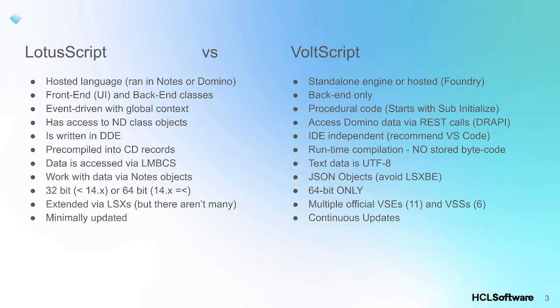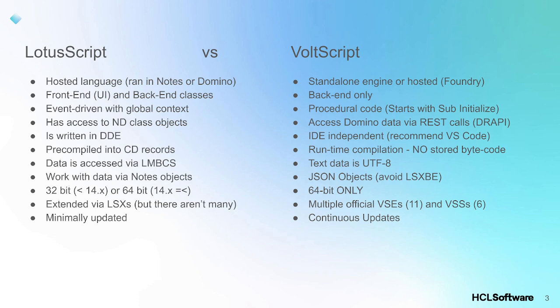LotusScript can access Notes and Domino class objects, whereas the way that you would access Domino data in VoltScript is via REST service calls through the Domino REST API. LotusScript is written in a proprietary IDE known as Domino Designer for Eclipse, whereas VoltScript is IDE independent, but it's pretty much optimized, and we've written extensions so that it can be written very easily in Visual Studio Code.